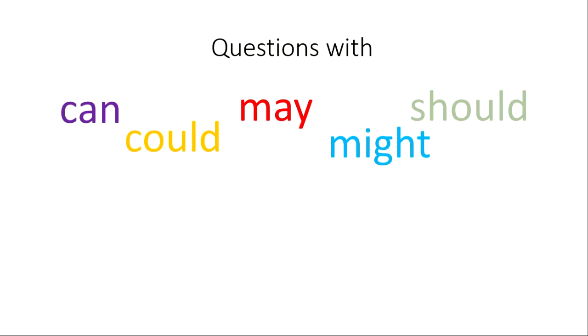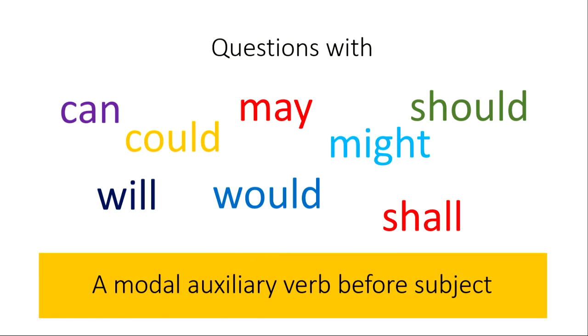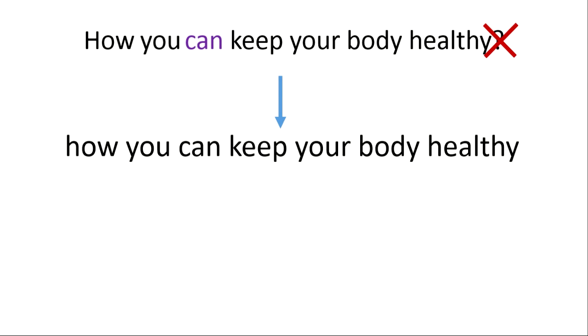Now we can switch to questions with modal auxiliary verbs like can, could, may, might, should, will, would, and shall. Modal auxiliary appears before the subject in a question. Here is an example. How can you keep your body healthy? This is a question, and as you can see, can appears before the subject you. We get rid of the question mark, we swap the subject and the modal verb, and we end up with this noun clause, how you can keep your body healthy.